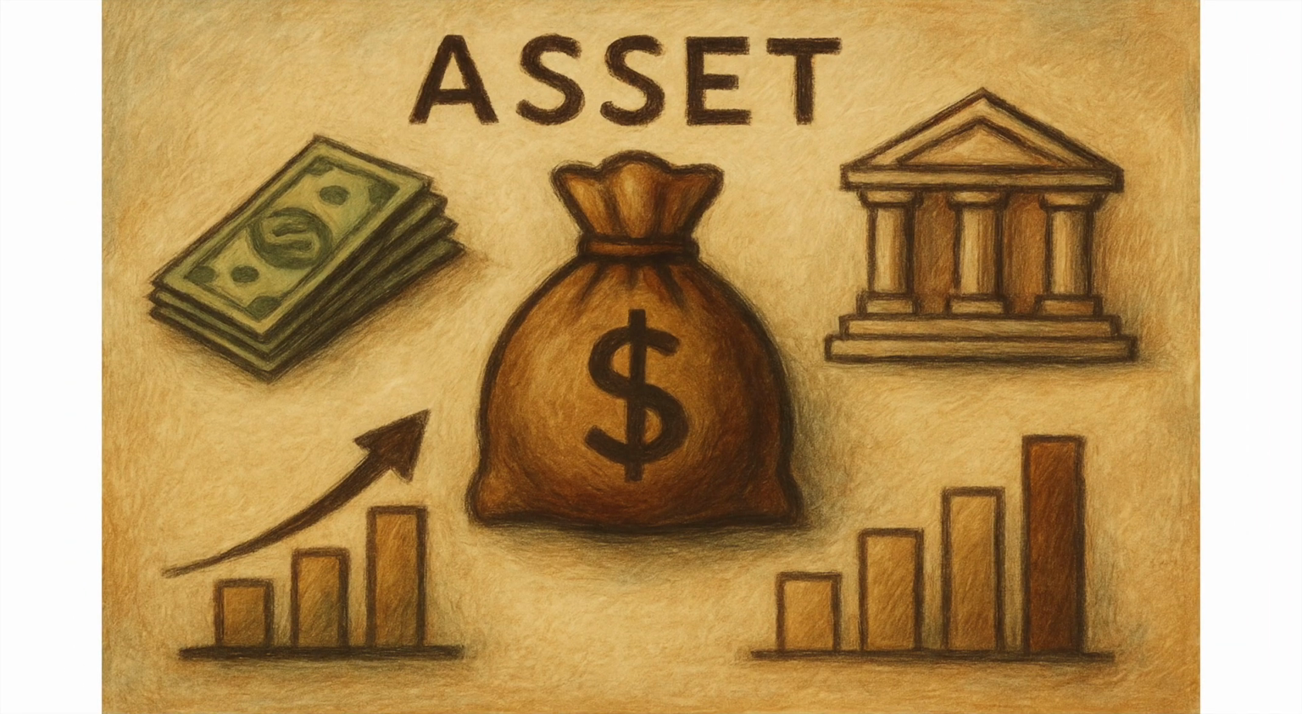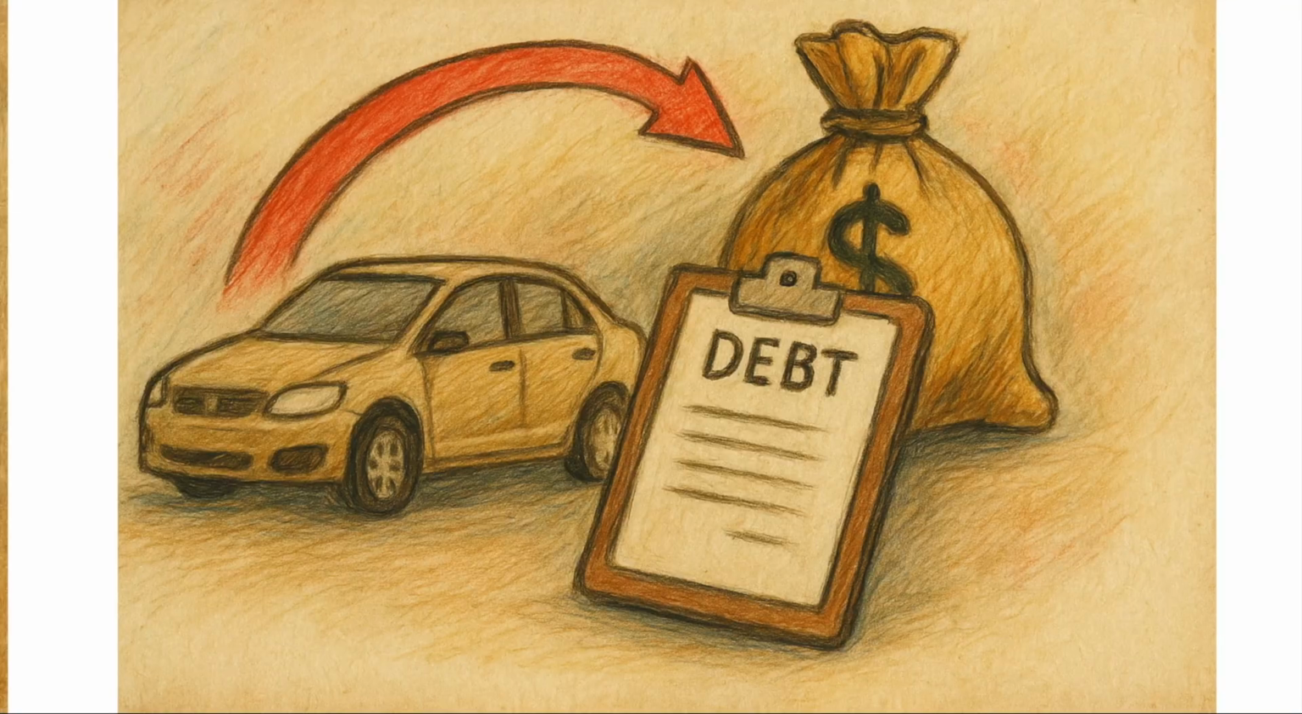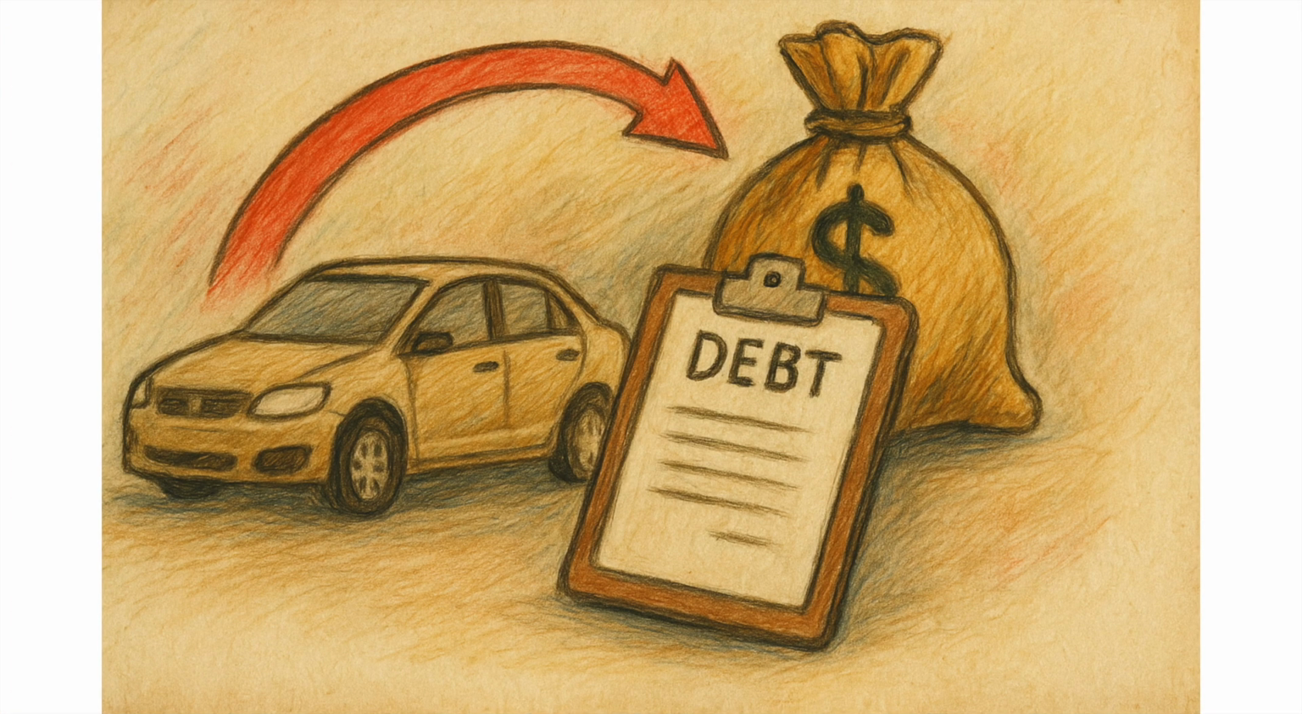Asset. An asset is something you own that has value and can help you build wealth over time. Assets either generate income, appreciate in value, or do both. Examples include stocks, real estate, savings, businesses, and valuable items like gold. A car is usually not an asset because it loses value and costs money to maintain. True assets put money in your pocket. The goal of personal finance is to accumulate assets that work for you so your money grows even when you are not working.